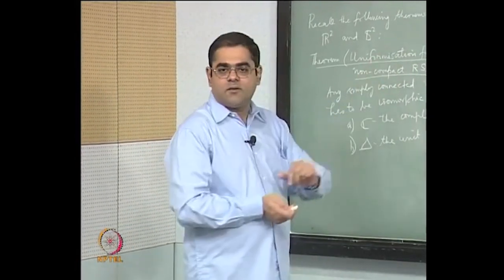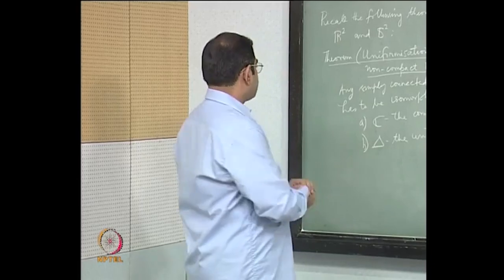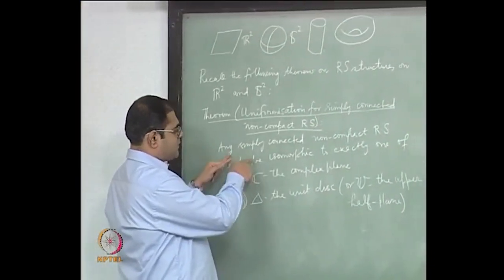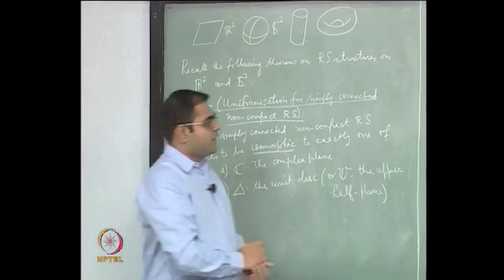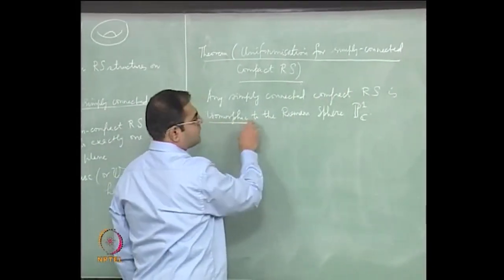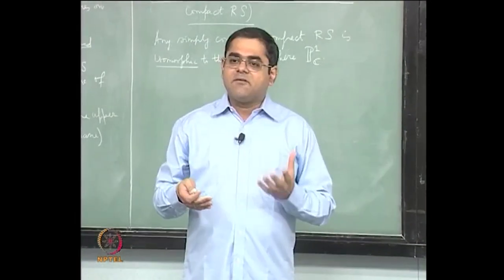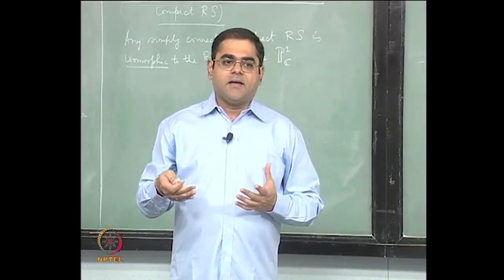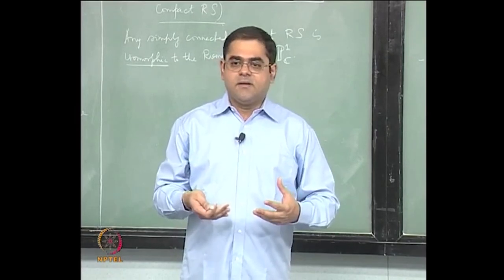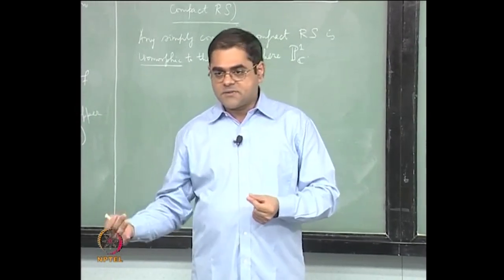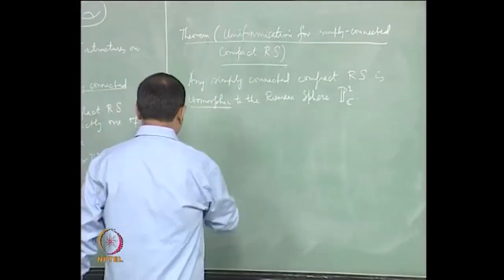The reason why I recalled these two theorems is to draw your attention to the following thing which I have to formalize. Here I said that any simply connected non-compact Riemann surface has to be isomorphic to exactly one of the following. Here also I say any simply connected compact Riemann surface is isomorphic to the Riemann sphere. So I am talking about an isomorphism between Riemann surfaces, which I have not really defined. But it is very intuitive and you will see that it is very easy to define. So the idea now is to define when a map from an open subset of a Riemann surface to another open subset of another Riemann surface is holomorphic. So let's go to that.